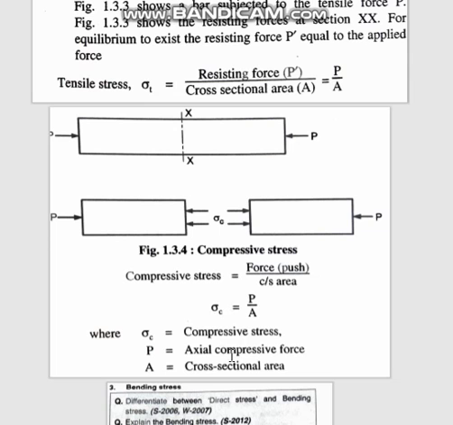Okay, sigma C. So P is the compressive stress, or the axial compressive stress. Axial means the line passing through the center, which is called the axis. So it is the axial compressive force upon the cross-sectional area. This is the second stress.